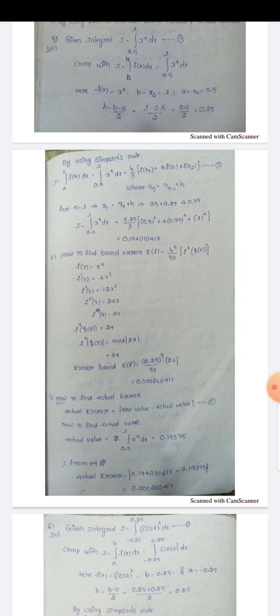Error bound EF equals h power 5 by 90 into f power 4 of xi of x equals 0.25 power 5 by 90 into 24 equals 0.00260417.